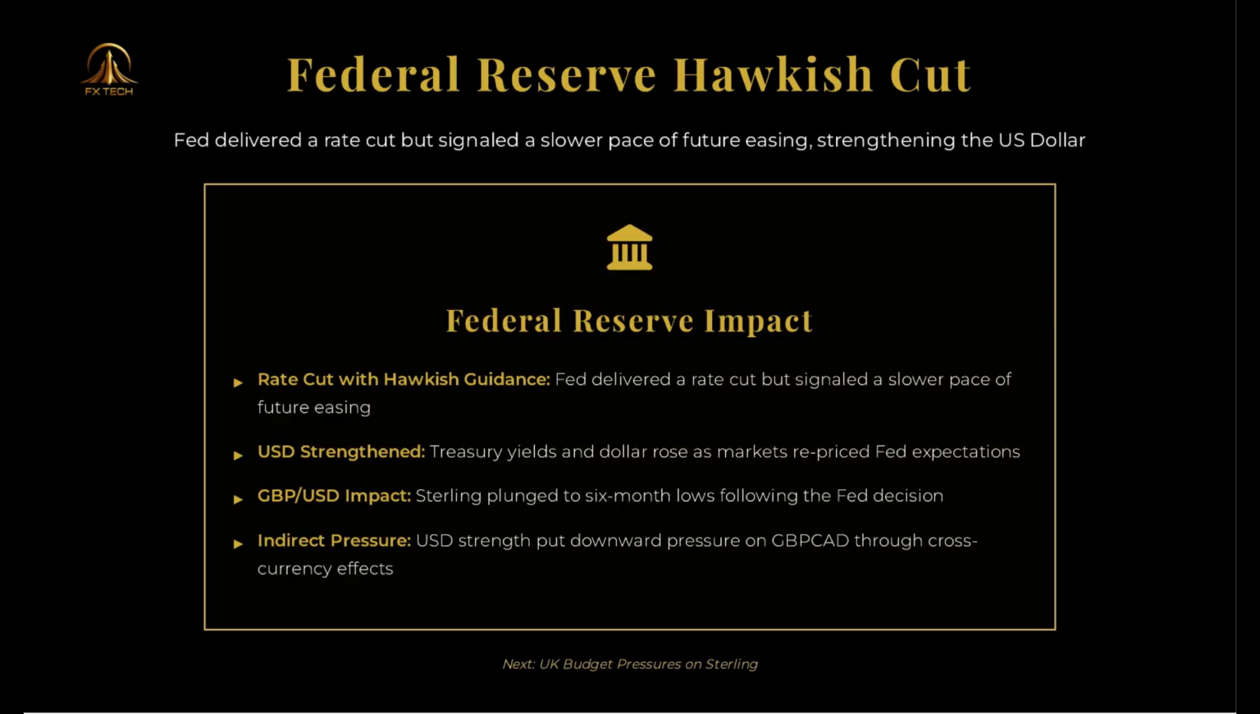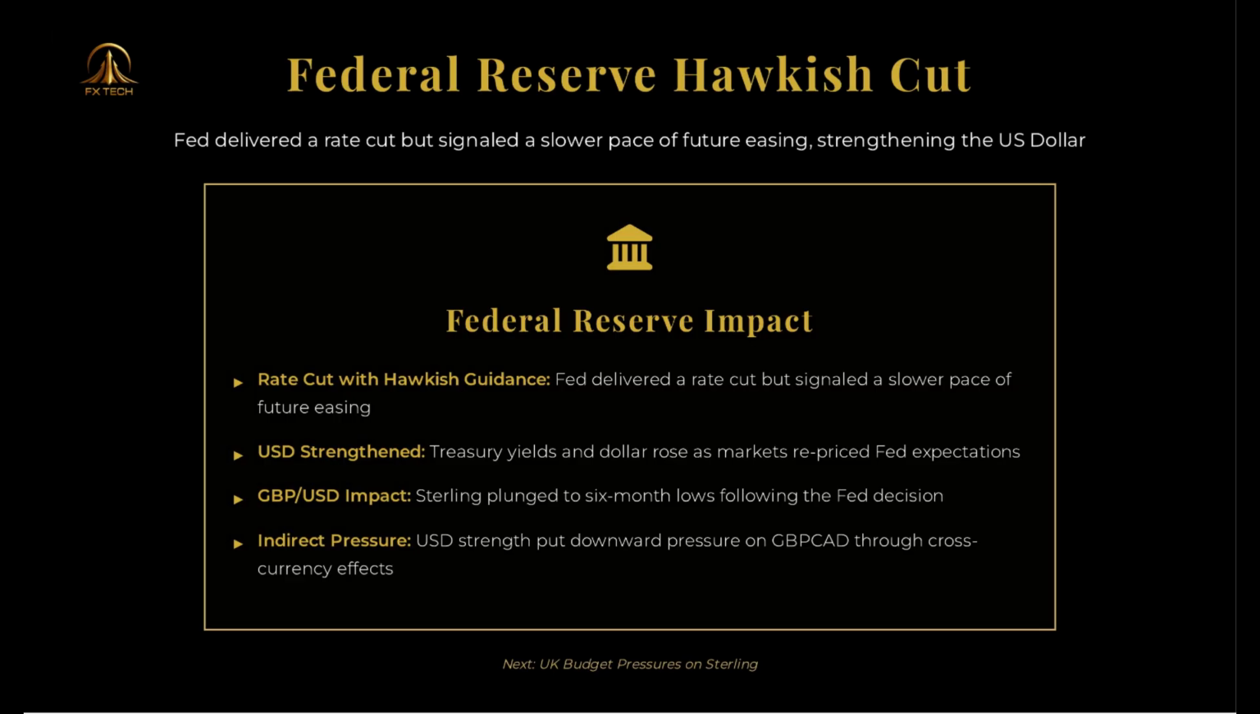The Federal Reserve's policy decision created significant ripples across currency markets, including indirect pressure on GBPCAD. The Fed delivered an expected rate cut, but surprised markets with hawkish forward guidance, signaling a slower pace of future easing than previously anticipated. This hawkish pivot caused Treasury yields and the U.S. dollar to strengthen sharply as markets repriced their expectations for Fed policy.